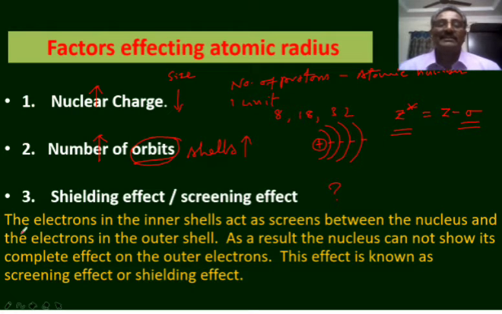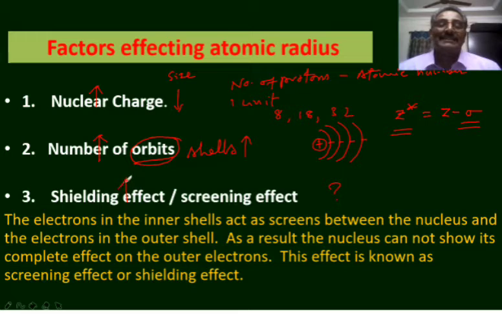What is shielding effect? The electrons in the inner shells act as screens between the nucleus and the electrons in the outer shell. As a result, nucleus cannot show its complete effect on the outer electrons. This effect is known as screening effect or shielding effect. So these are the three factors which affect the atomic radius.